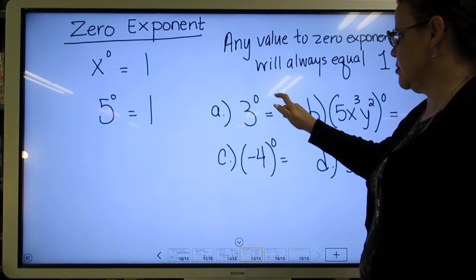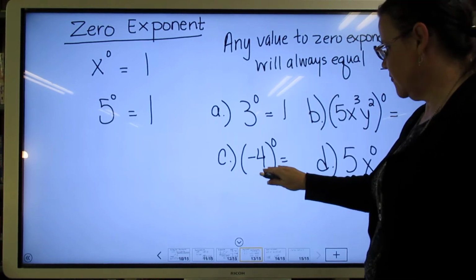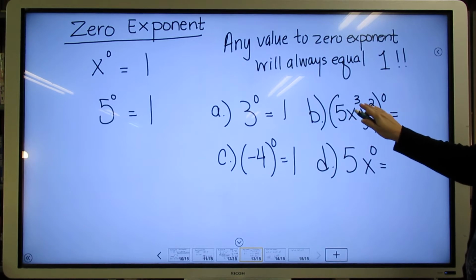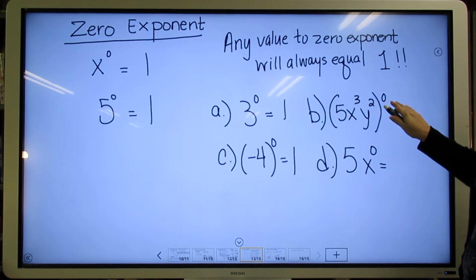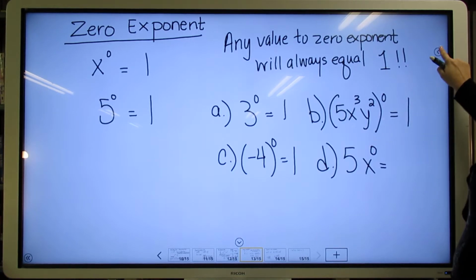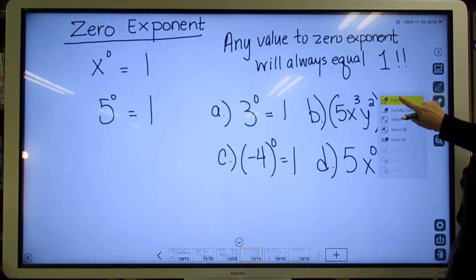So 3 to the 0 power, 1. Negative 4 to the 0 power, 1. See how easy that is? 5x cubed y squared to the 0 power, 1. No, I take that back. Let's look at that again.